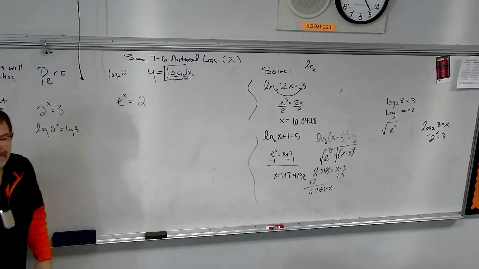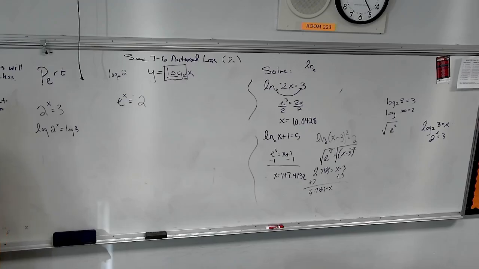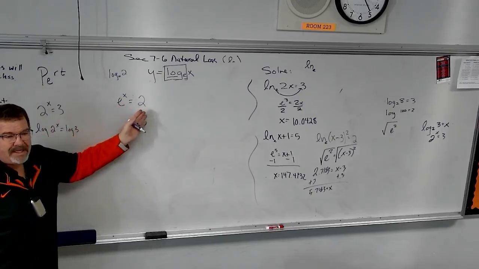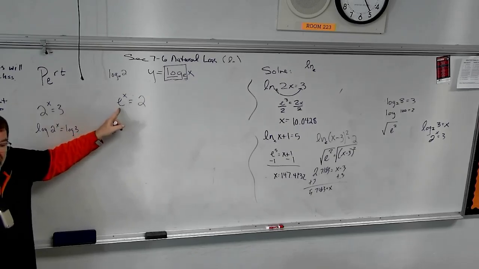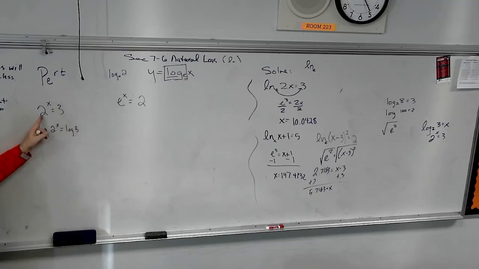That might look like that. So sometimes people get mixed up: how do I know if I take the log of both sides, or the natural log of both sides? If it's base e, you do the natural log of both sides. If they're just numbers, you take the log of both sides.